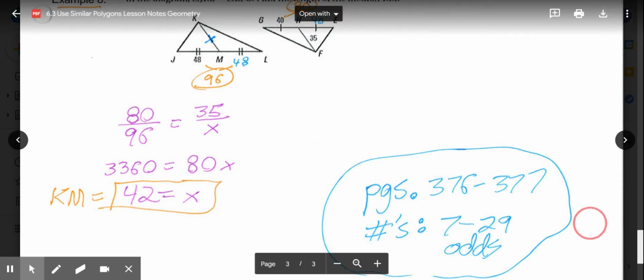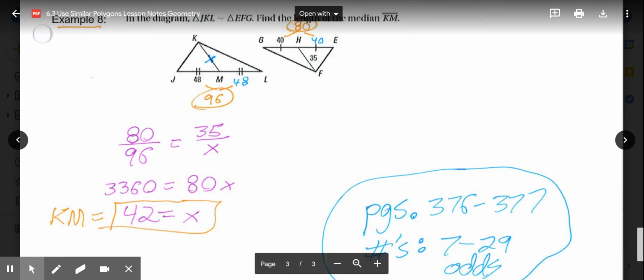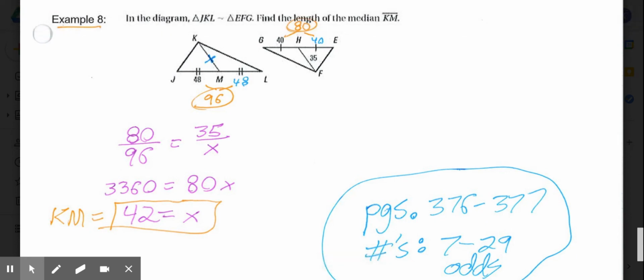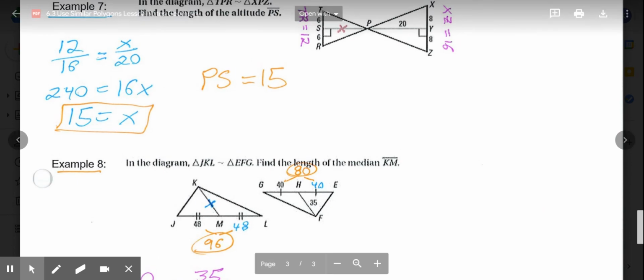Ignore these practice problems down here. Those are not the correct ones. Please do the ones that are posted to Google Classroom with this assignment.